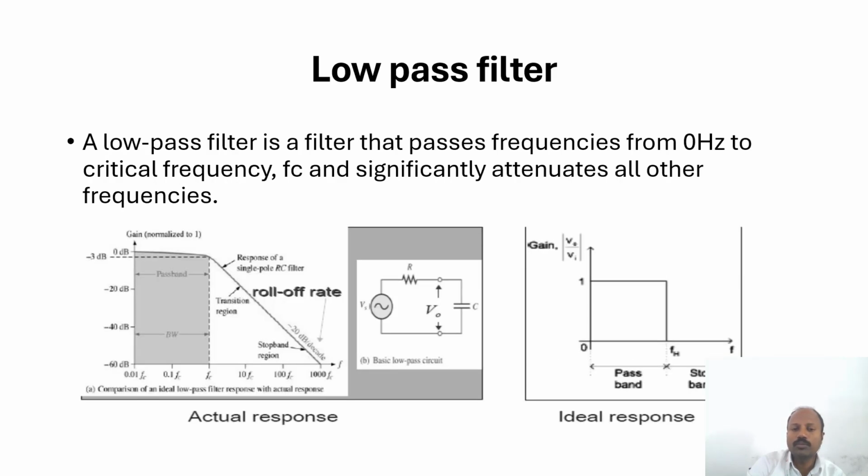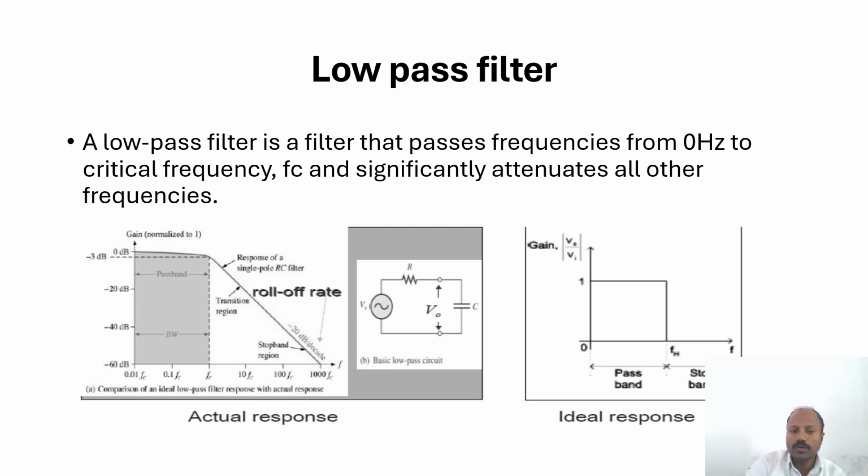First we will discuss the low pass filter. A low pass filter is a filter that passes frequencies from 0 Hz to critical frequency (FC) and significantly attenuates all other frequencies. That is, a low pass filter will allow only the low frequency signal to pass through the circuit, from 0 Hz to critical frequency (FC), and attenuates the remaining frequencies.